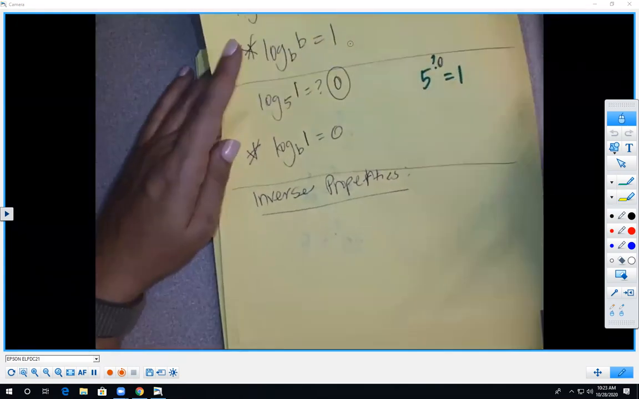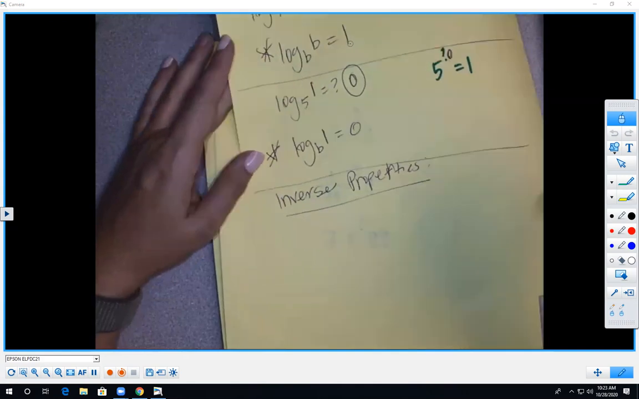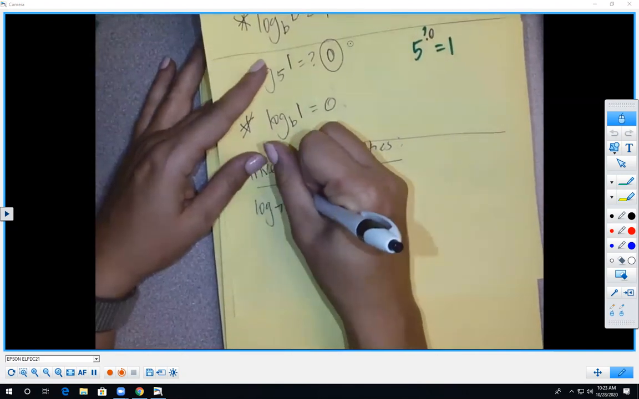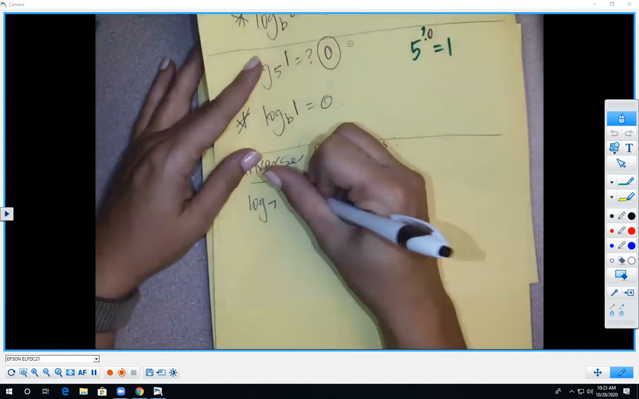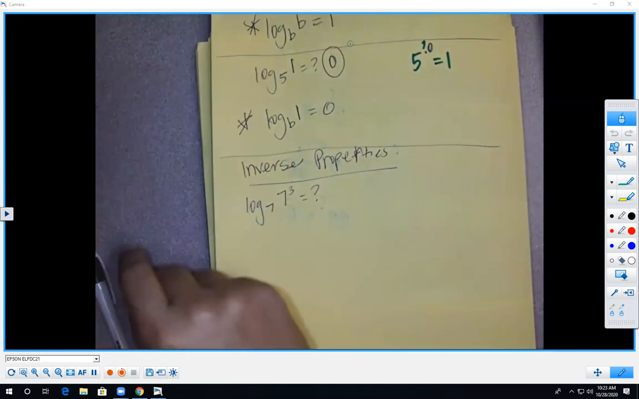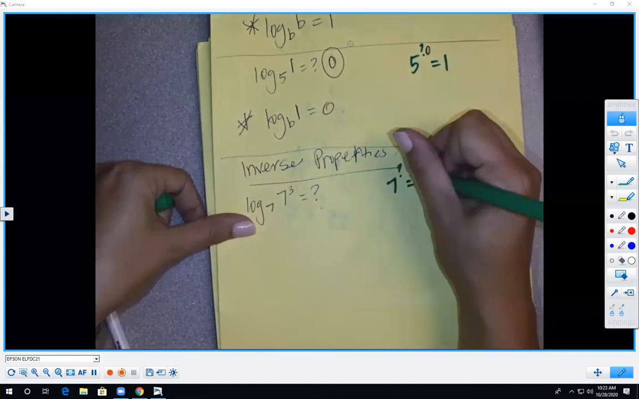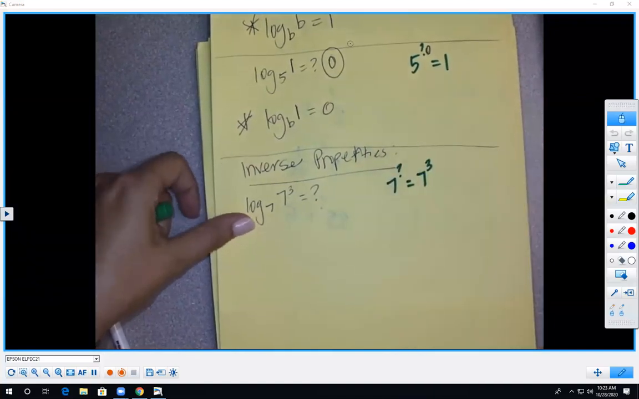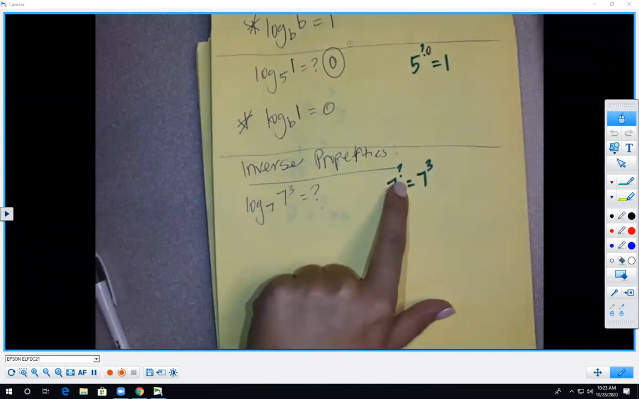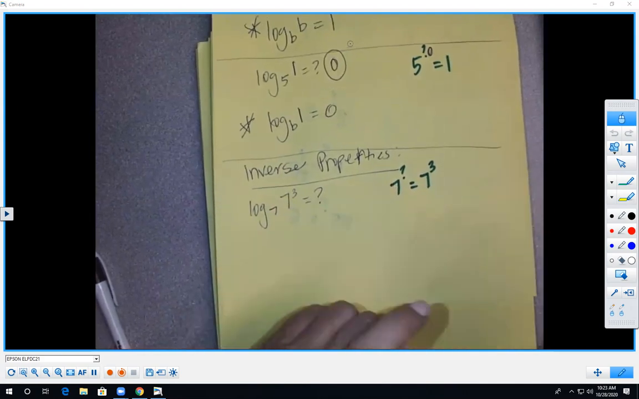The inverse properties, let me do an example for this one. If I had log base 7 of 7 to the 3rd power. Okay, if you switched forms here, the base is 7 to what power equals 7 to the 3rd? It seems kind of weird because it's so obvious. What power do I need to raise this to make it equal 7 to the 3rd? 3, right? So yeah, the answer for that's 3.